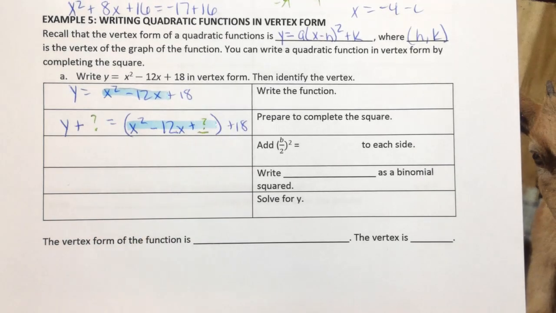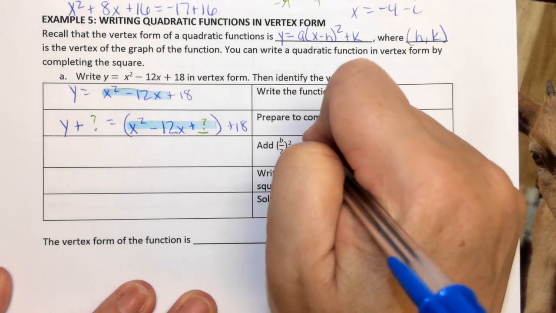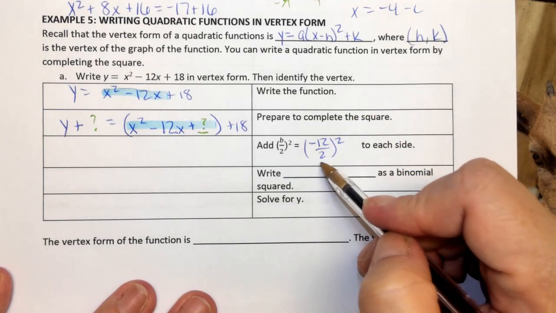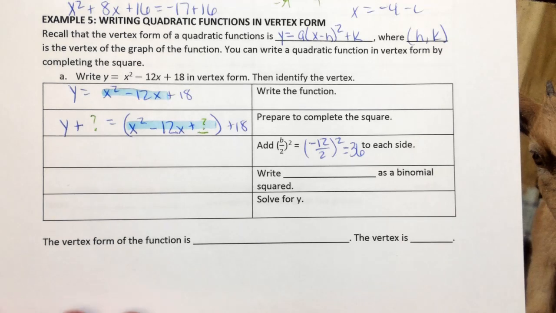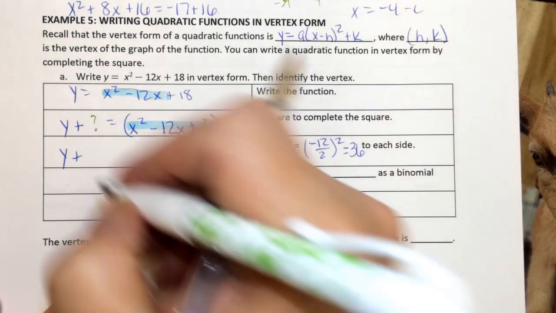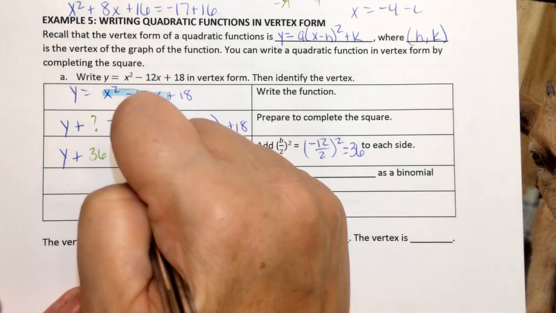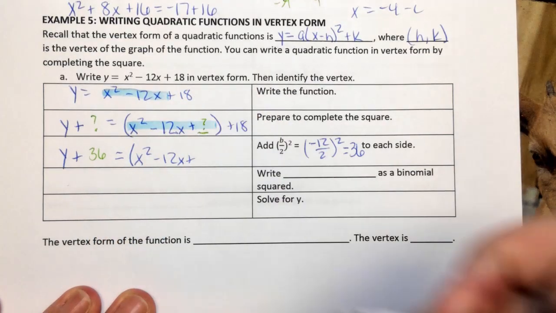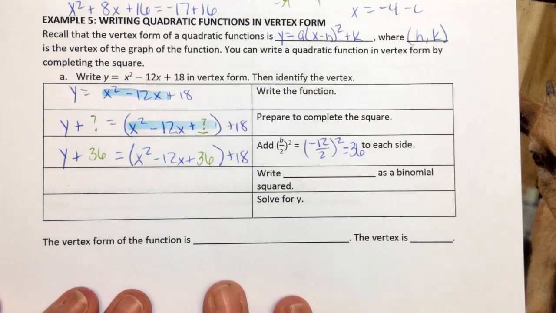So how do we figure out that number? We do b divided by 2 squared. So we're going to take our negative 12, divide it by 2, square it. We get negative 6. Negative 6 squared gives us 36. So we're going to add 36 to both sides. So we have y plus 36 equals x squared minus 12x plus 36, and then your plus 18.